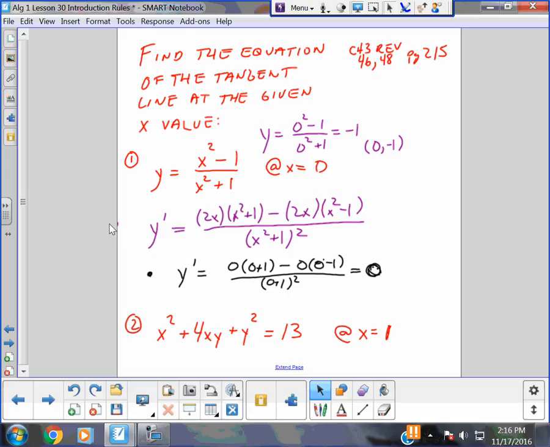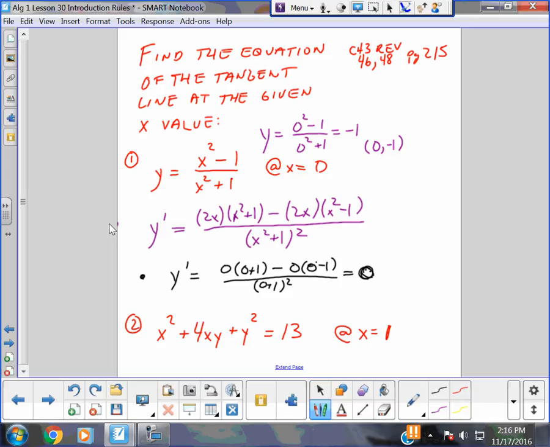0 times junk is junk. 2 times 0 in the numerator is 0. 0 times junk is junk. 0 minus 0 is 0. The only thing I have to be sure of is what? That the denominator is also not 0. So I find that it's not. It's 1. So what's the slope? 0. So I go through point (0, -1) with a slope of 0.